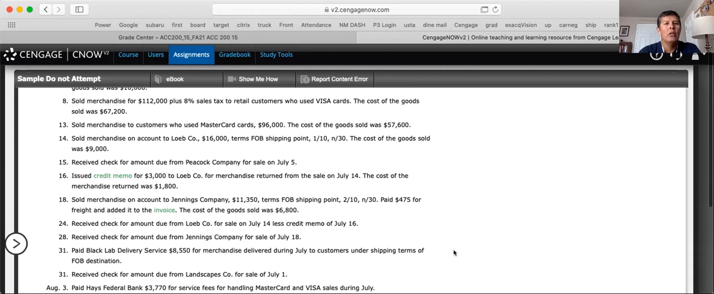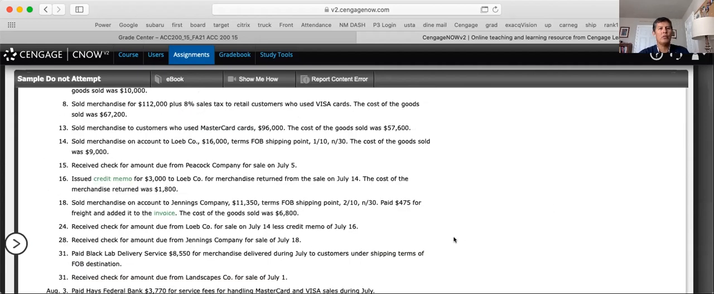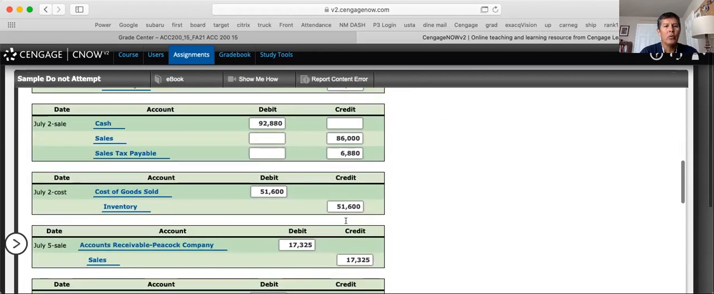$67,200, okay. So let's go down here. What was our sales tax? 8%. We're going to do 112,000 times 0.08, which gives us $8,960, and we're going to add that to our 112,000. So we take 8% of the 112,000 and add that back to it. Let's go down here and record that transaction.